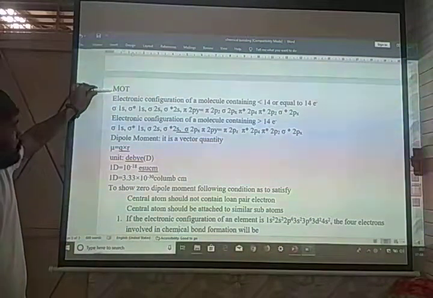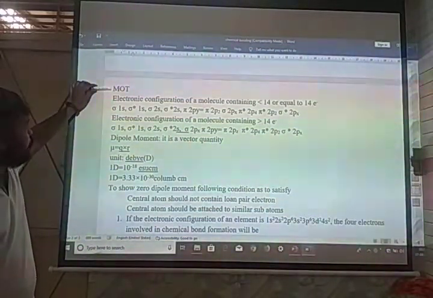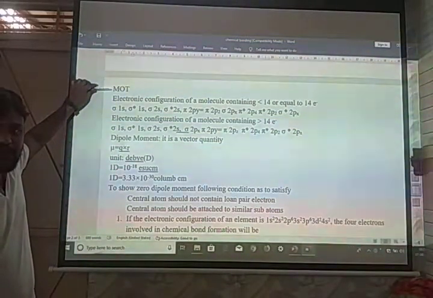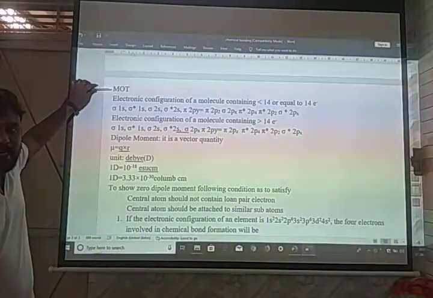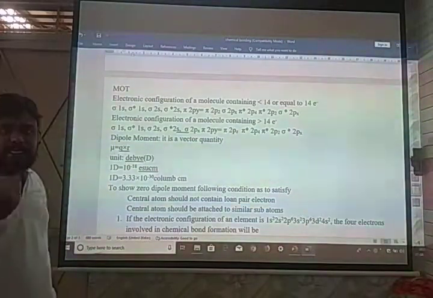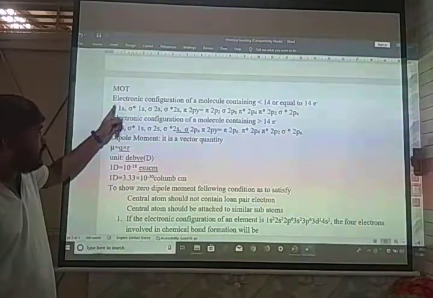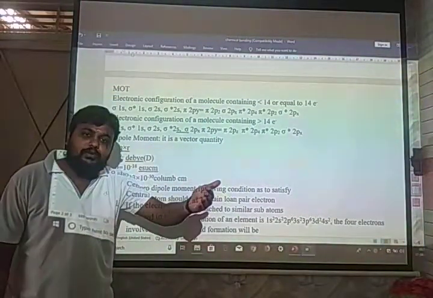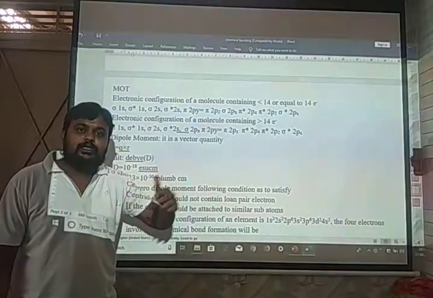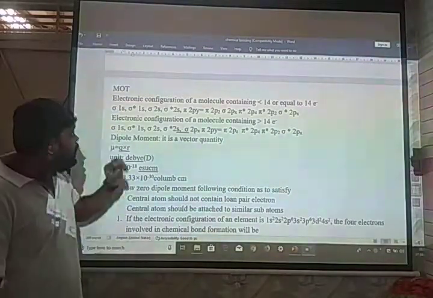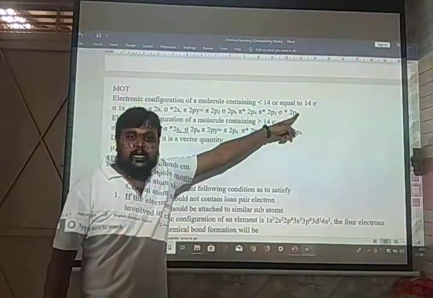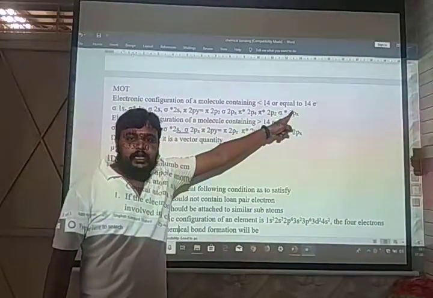So one more point is there here, MOT, molecular orbital theory. So using molecular orbital theory, we can write the energy level diagram. Using that energy level diagram, you can write the electronic configuration of the molecule. So to write the electronic configuration of a molecule, we have two different structures here. One is a molecule containing less than or equal to 14 electrons. Less than 14 or equal to 14.